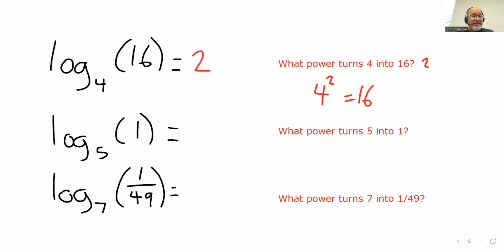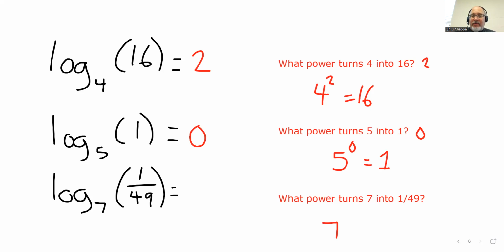A logarithm is just asking what's the missing power. Go to the second one. What power turns 5 into 1? In other words, what power would I put on the 5 to get an answer of 1? Well, if you remember your exponent rules, anything to the 0 power is equal to 1, which means that the answer to what power turns 5 into 1 is 0, which means the answer to log base 5 of 1 is 0.